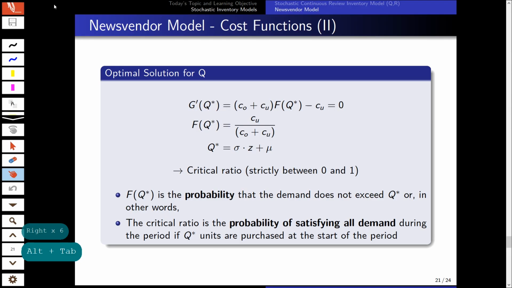If we go now back to the lecture slides, you will see that here we have derived the optimal solution for the Q. So here we have the derivation of the optimal costs. We differentiate the total cost function with respect to Q. Then we set it to 0, and then we get the critical ratio, that is the probability to satisfy the demand. And if we go further, then we can derive the formula for the optimal Q. It needs to be said, we are assuming that we have a normally distributed demand with a mean and standard deviation.